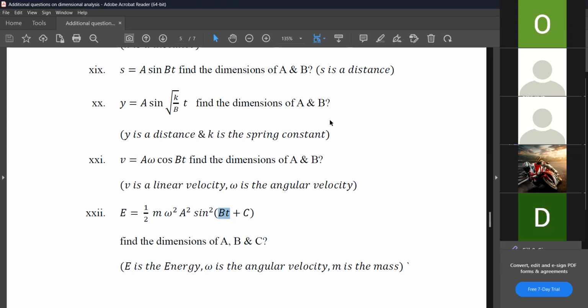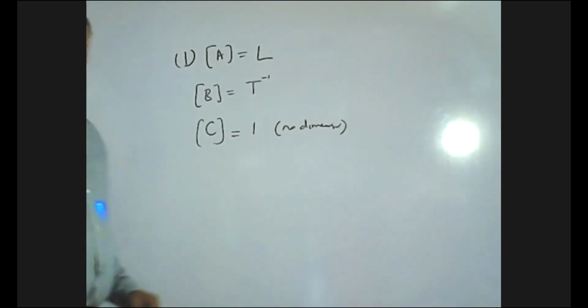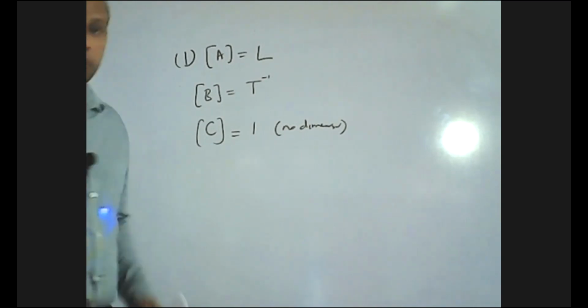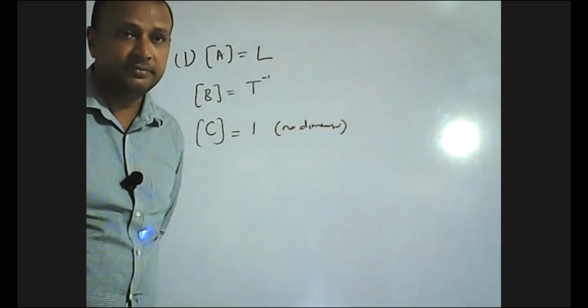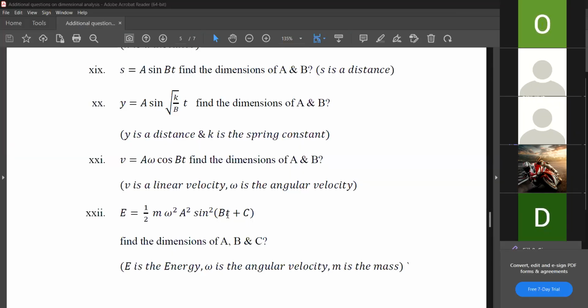So what is the dimension of C? The same dimension? Radian per second? Oh, no, not radian per second. Radian. So this is BT, BT means radian. This should be an angle. Radian.